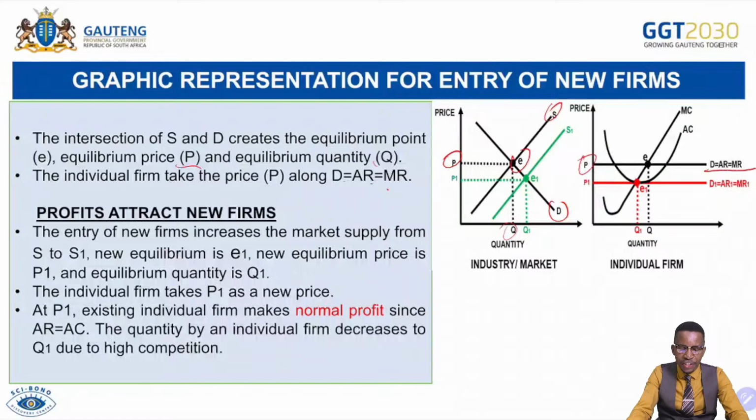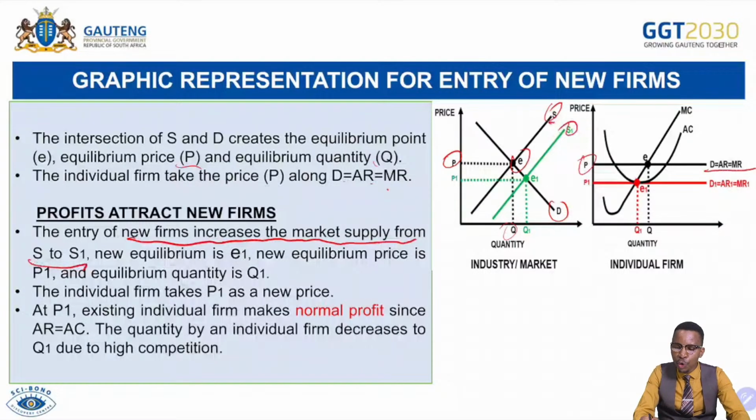And then profits attract new firms. As existing firms make the profit, new firms will be attracted. Then they enter the market, attracted by the profit. The entry of new firms increases the market supply from S to S1. You can see that the market supply, or the supply curve, has shifted or increased to the right from S to S1.